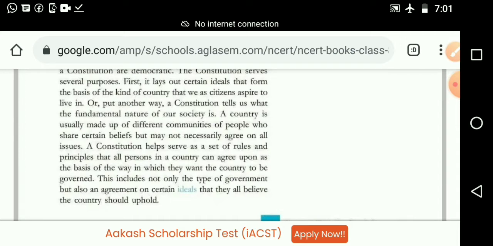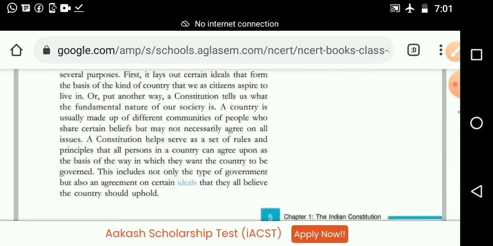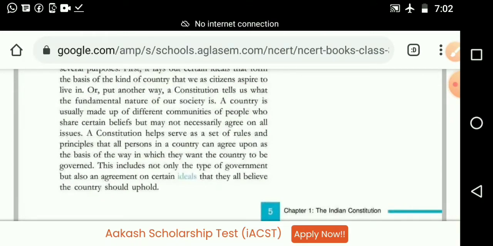harmoniously in the society. Next, a constitution serves as a set of rules and principles that all persons in a country can agree upon as the basis of the way in which they want the country to be governed. Even though we have hundreds of different communities, altogether we make the law in which way we want to be governed by our own government.